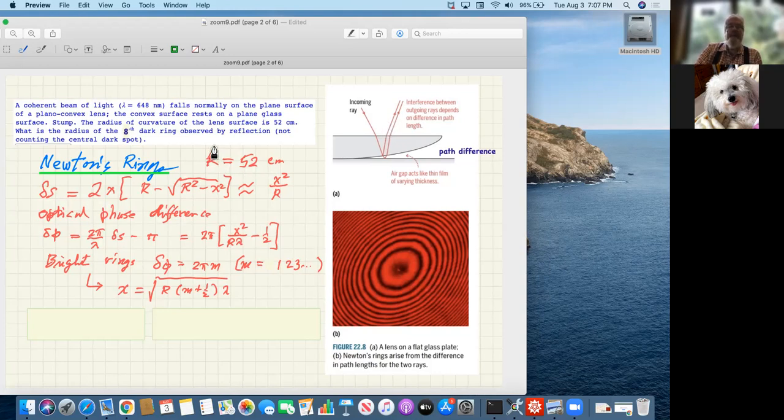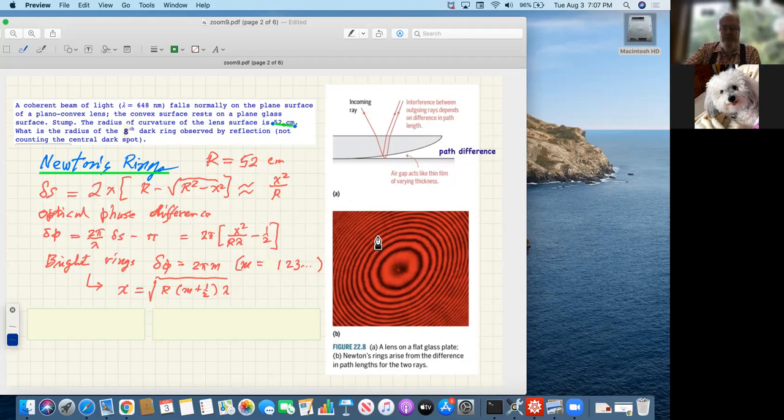Now, the radius of curvature of the surface is given, and the problem is to calculate the radius of a dark ring, the eighth dark ring, let's say. Not counting the dark ring in the center, we'd come out here 1, 2, 3, 4, 5, 6, 7, 8. What's the radius of this ring?